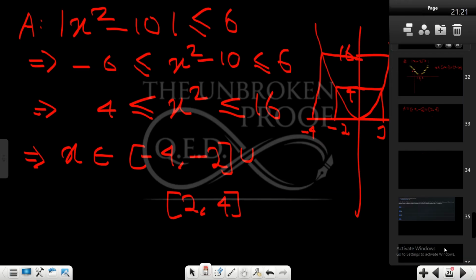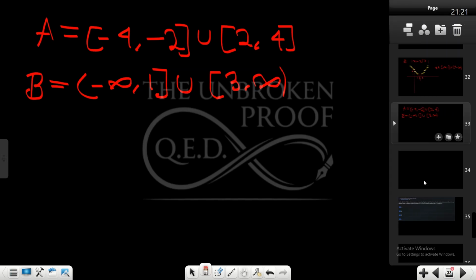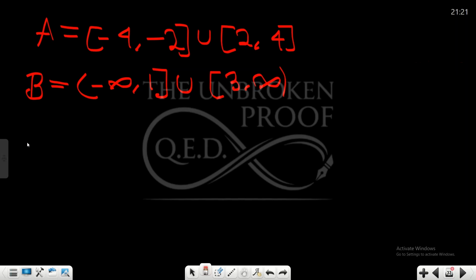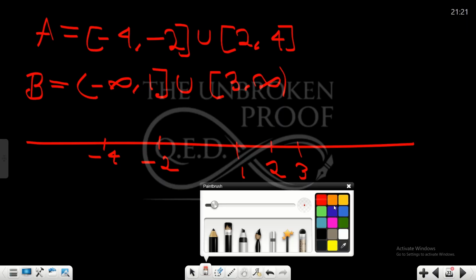Okay, B should be minus infinity to minus 1, right? Sorry, plus 1, followed by union with 3 to infinity. So if I plug this in number line, we will get something like this. We have minus 4, minus 2, 1, then 2, then 3. Now let us plot A with green.